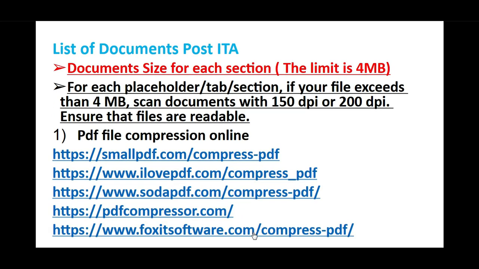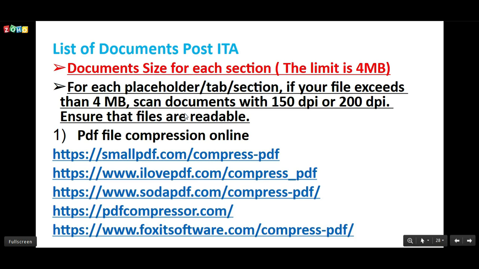The next thing is how to compress the documents. As you know now, the limit is 4 MB for each section. So one thing you can do, if your file exceeds 4 MB, is rescan all the documents, like your bachelor certificate, your master certificate or any other document which you scanned earlier, with lower DPI. You can reduce it to 100, 150 or 200 DPI. As you reduce the DPI, the size will be reduced. But ensure that your files are readable.